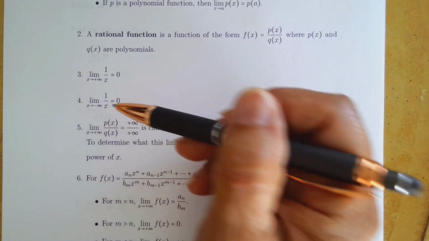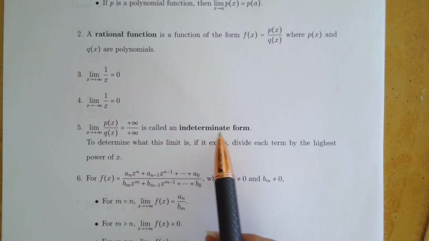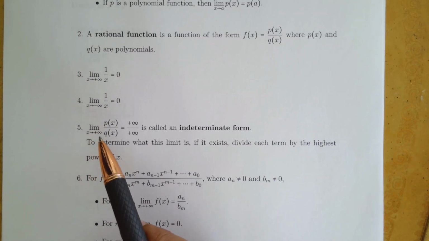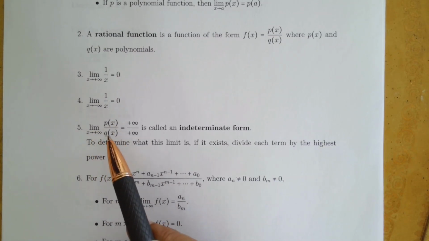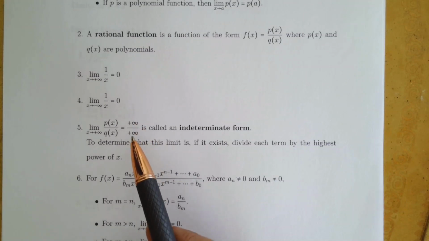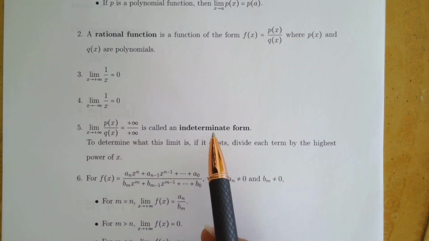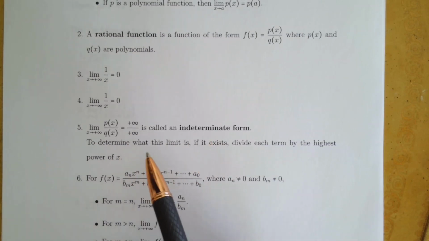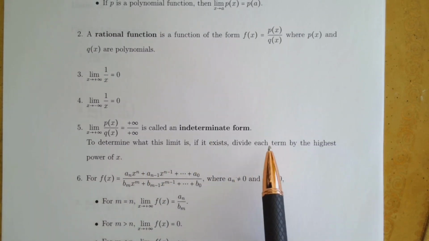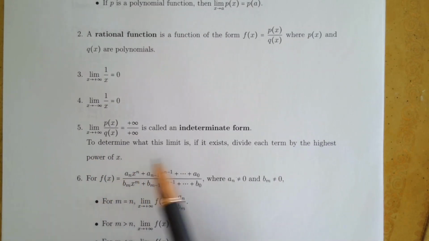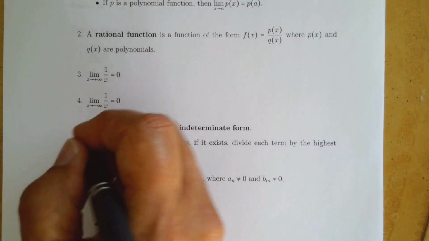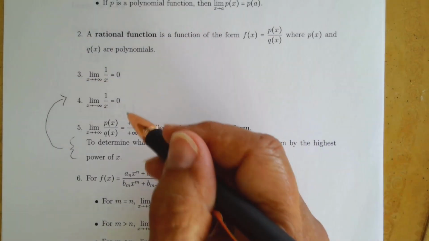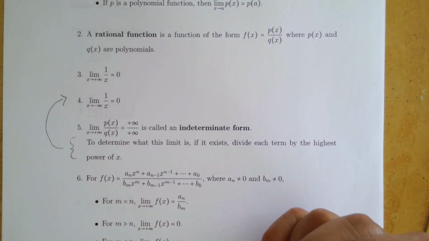Okay. Number 5 is another indeterminate form. Remember we did the 0 over 0? If you're going to infinity and you plug infinity in the top and the bottom and you get infinity over infinity, that's another indeterminate form, which means you're possibly going to get an answer. To determine what the limit is, we're going to divide each term by the highest power of x. We're going to do that in a minute, but the reason we're doing this is because it's going to bring us back to here. And this is easy, so that's what we want to try to do.